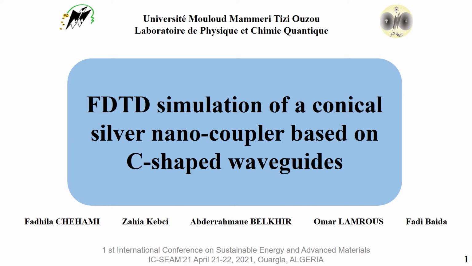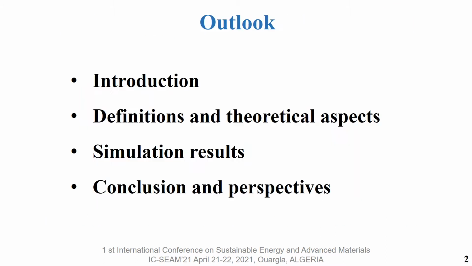I would like to present some of my results on the FDTD simulation of a conical silver nanocoupler based on C-shaped waveguides. I will first start with a brief introduction, then recall some of the theory behind the light guidance and confinement phenomena and in the FDTD framework. Then I will present the simulation results performed on a two-dimensional C-shaped waveguide and on our proposed three-dimensional nanocoupler constituted by a conical succession of C-shaped waveguides. I will end with a conclusion and some perspectives.